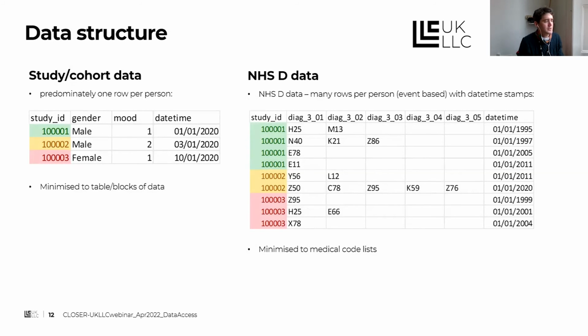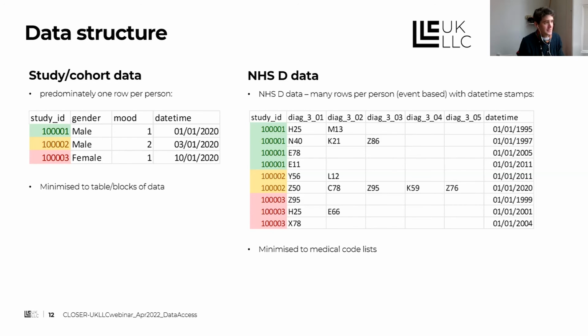Okay, so just one thing to say about data structure. So the cohort data, so the LPS data, typically those data sets are one row per person, as you can see on the left. The colors identify a distinct person here, and we minimize those tables by the table which that data sits in.